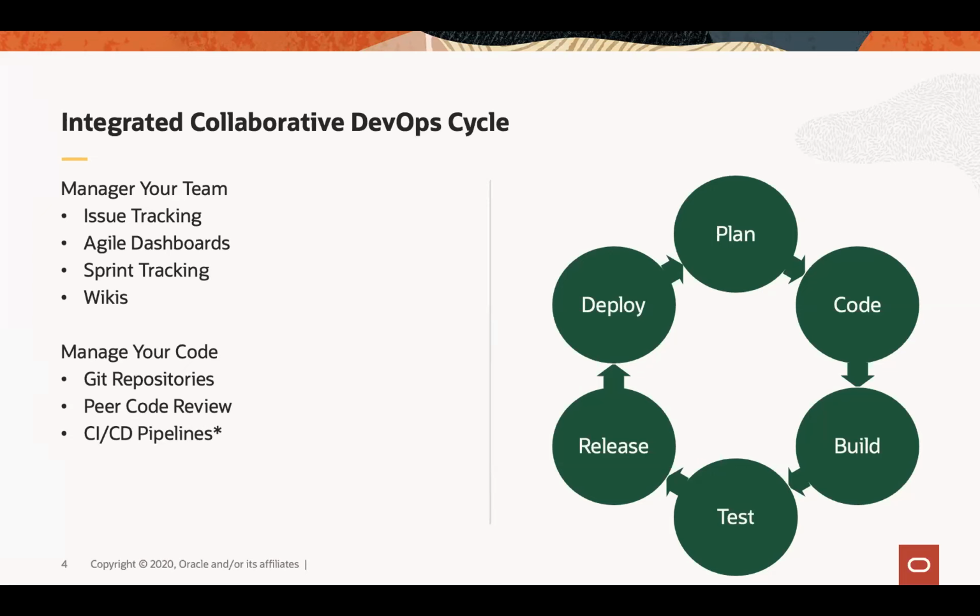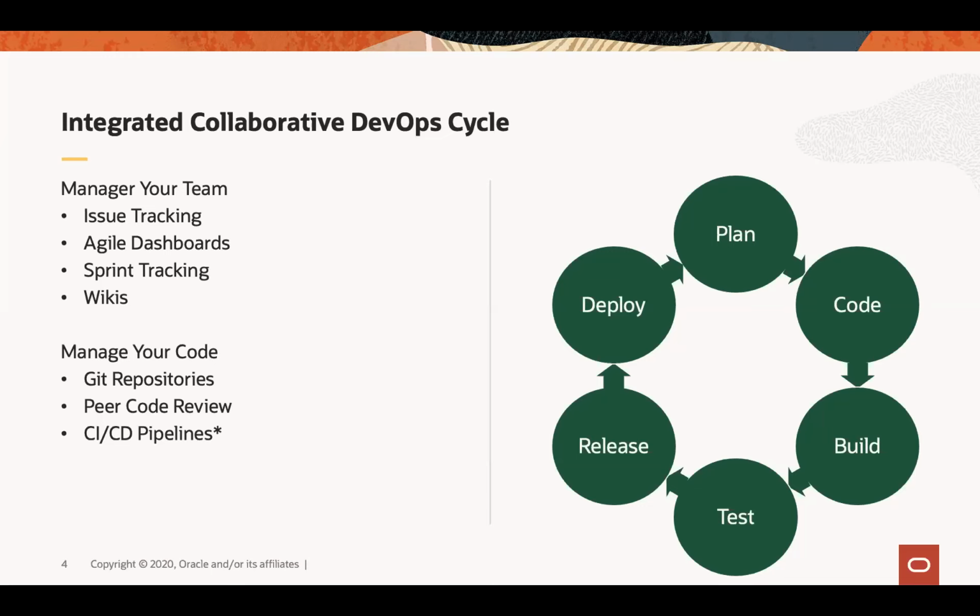The idea is to run through this cycle as quickly as possible, and to allow you to run through it faster, we are trying to automate as much as possible from this cycle. So inside Visual Builder Studio, you're going to get functionality that is divided into two parts. One part talks about managing your development team. What we have there is an issue tracking system, agile dashboards that allow you to plan what you're going to do, all sorts of graphs and reports that help you track your development sprints, and the ability to create wiki pages, upload documents to them, and basically share information across your team.